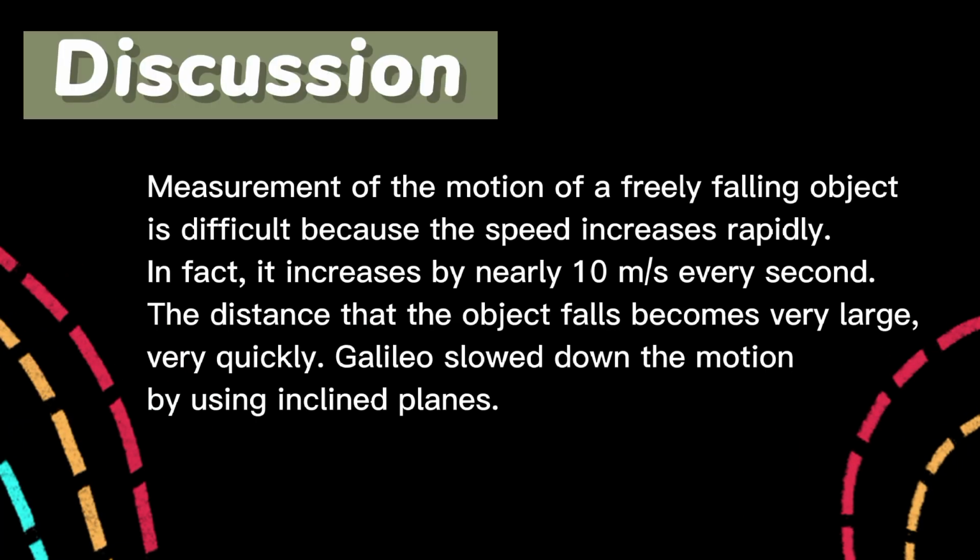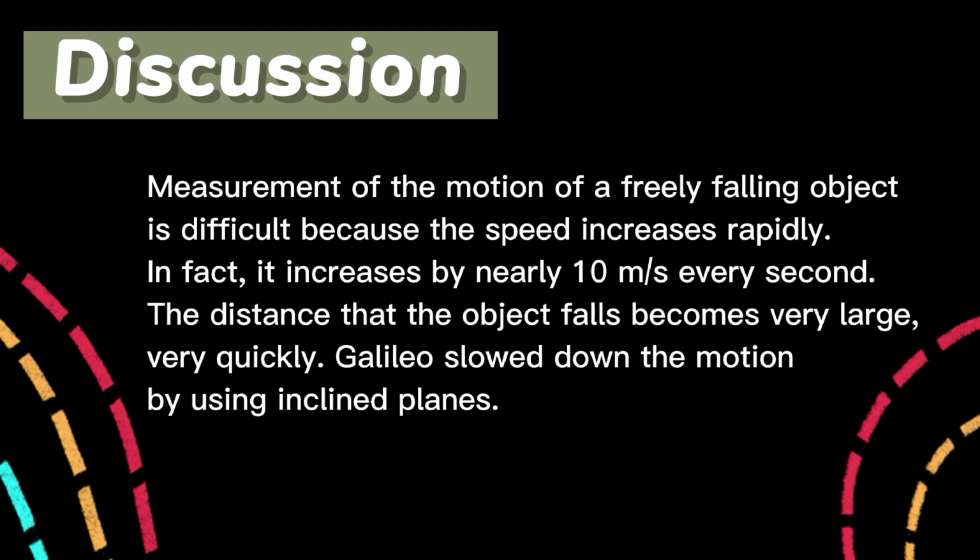Measurement of the motion of a freely falling object is difficult because the speed increases rapidly. In fact, it increases by nearly 10 meters per second every second. The distance that the object falls becomes very large very quickly.